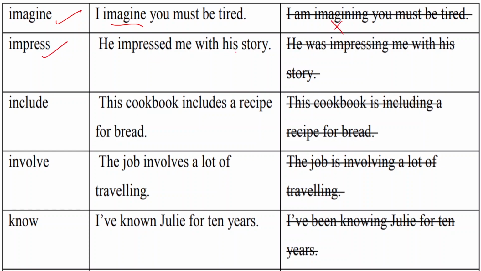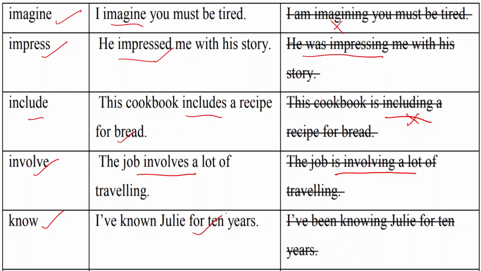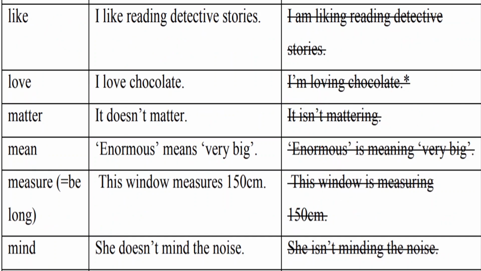Impress. He impressed me with his story, not he was impressing me. Include. This cookbook includes a recipe for bread, not this cookbook is including. Involve. The job involves a lot of traveling, not the job is involving a lot of traveling. Then know. I have known Julie for 10 years, not I have been knowing Julie for 10 years. Then like.